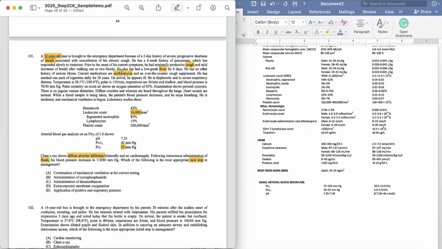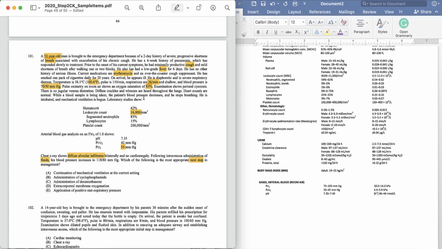He's on erythromycin. He has smoked. He's ill, diaphoretic, with severe respiratory distress. Let's say he has a fever. Pulse is kind of up. Okay, this is pretty elevated right here. And his blood pressure was low before they gave him fluids. Okay, and his oxygen stats are not too good. Diffuse crackles that coincide with our x-ray. While a blood sample is being taken, the blood pressure decreases.